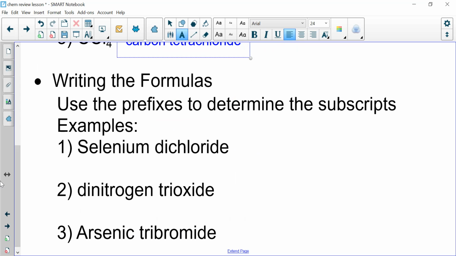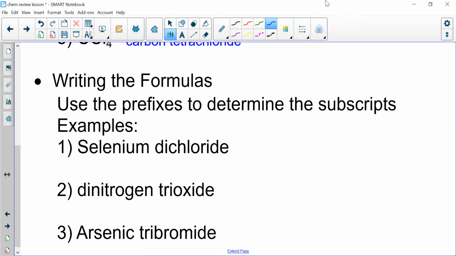Okay, what is selenium dichloride? What would be the formula for that? SeCl. There's a prefix there too, Sophia. Oh, SeCl2. Good.